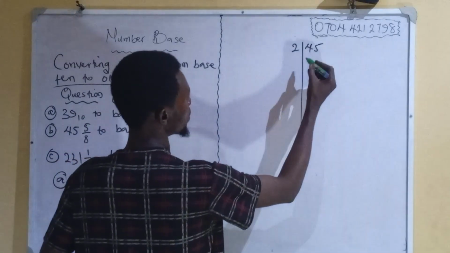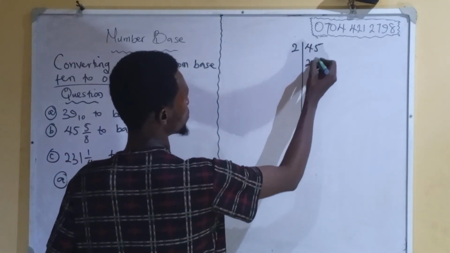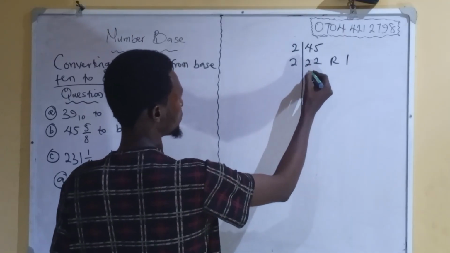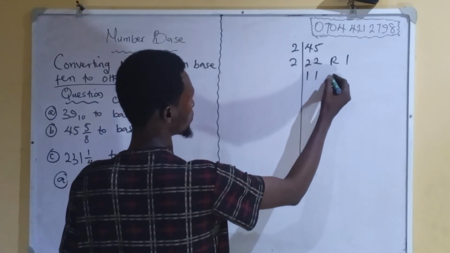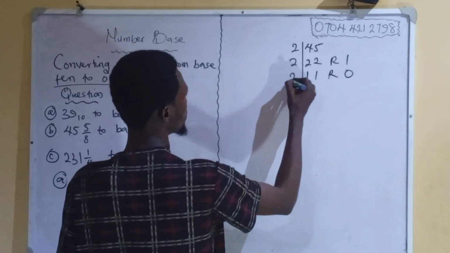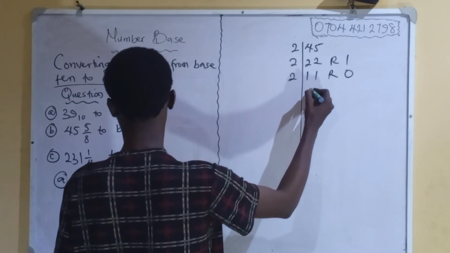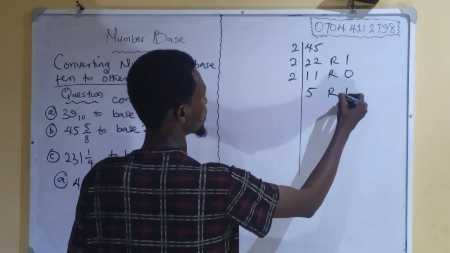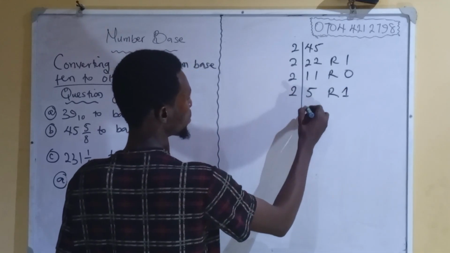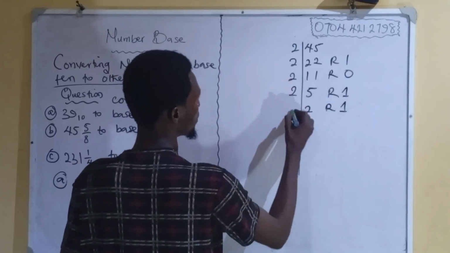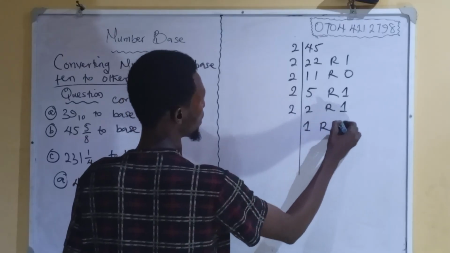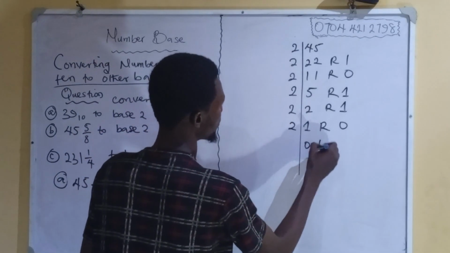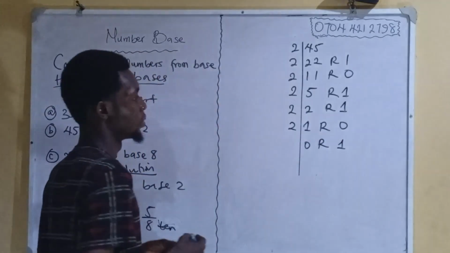2 divided here, you have 2, the remainder is 1. 2 divided here, that is 1, and the remainder is 0. 2 divided here, you have 5, and the remainder is 1. 2 divided, you have 2, and the remainder is 1. 2 divided, you have 1, and the remainder is 0. 2 divided, you have 0, and the remainder is 1.